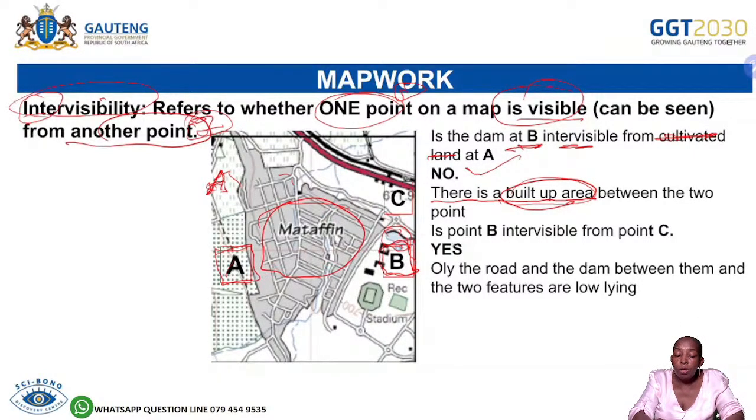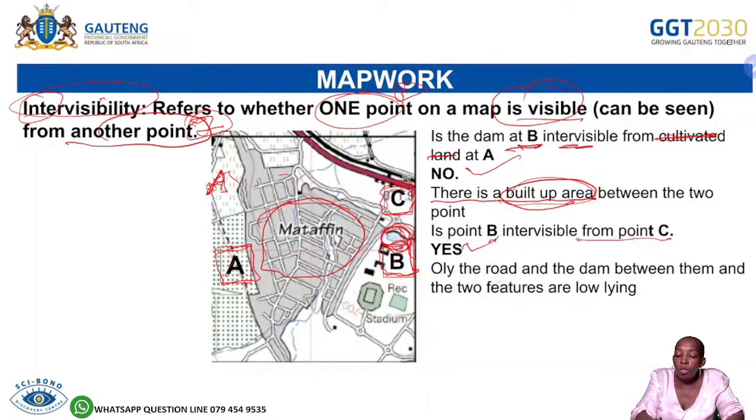And then the other example is, is point B intervisible from point C? So there we are at point B, which is the dam that we can identify there. And then we are looking at point C, which is this part. Between point B and point C, there is no higher ground, or there is no object that can prevent you from seeing one from another. So when you are at B, you are able to see what is at point C. So we say that B is intervisible to point C.